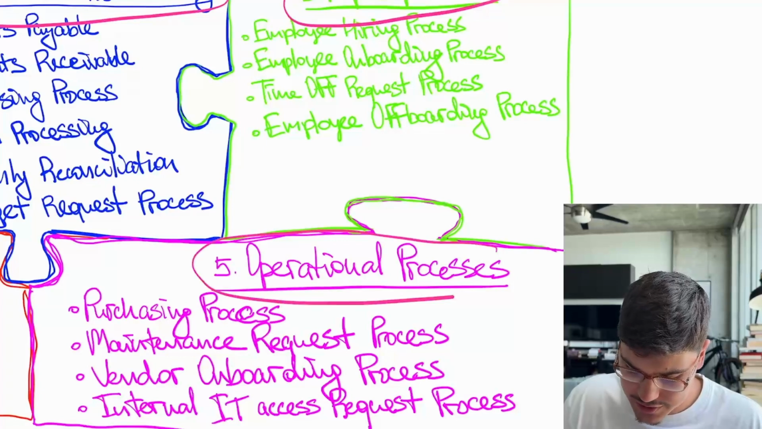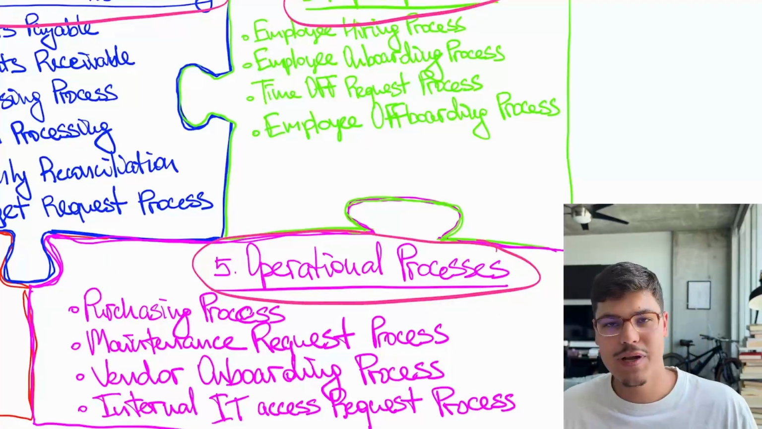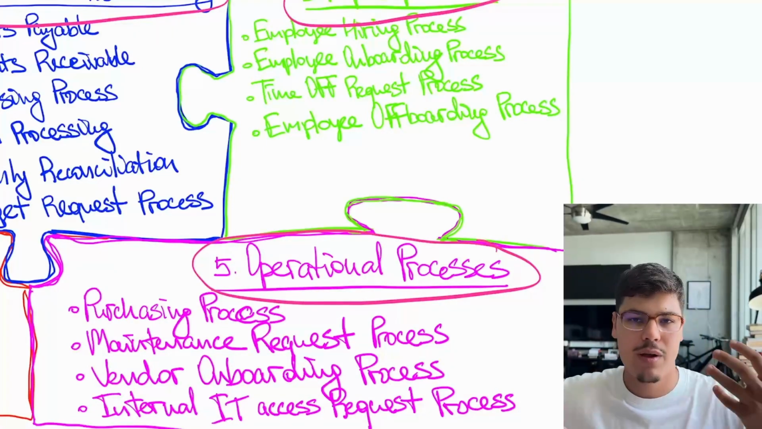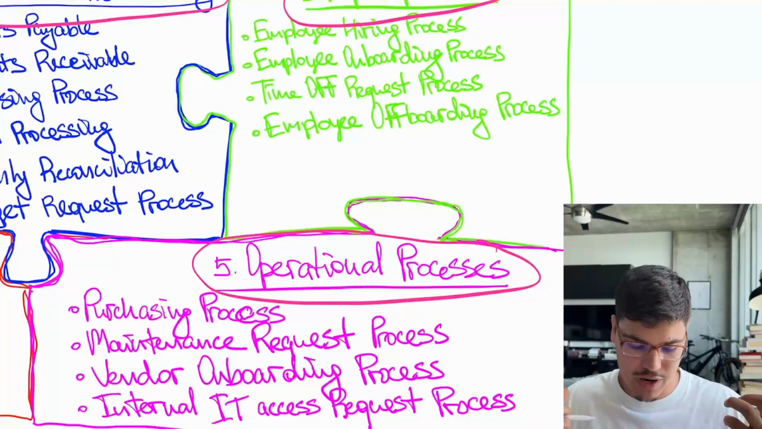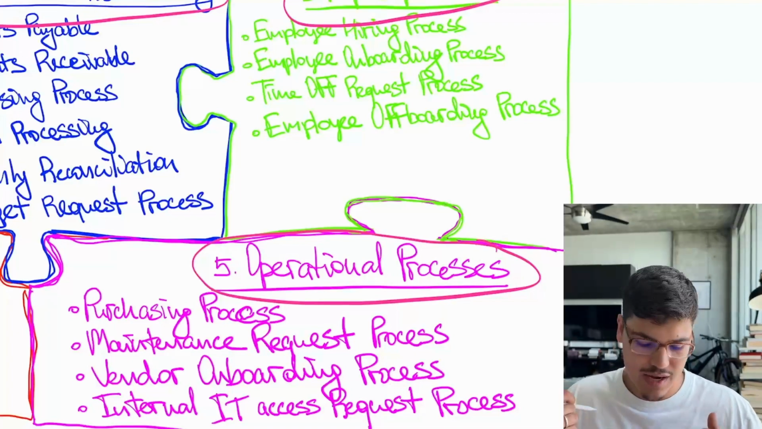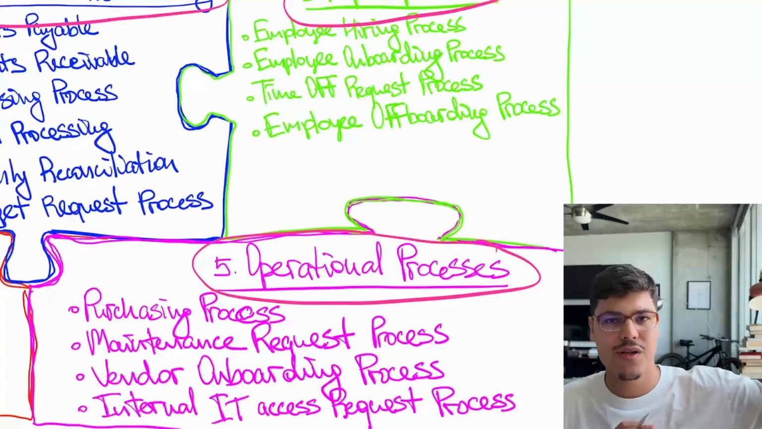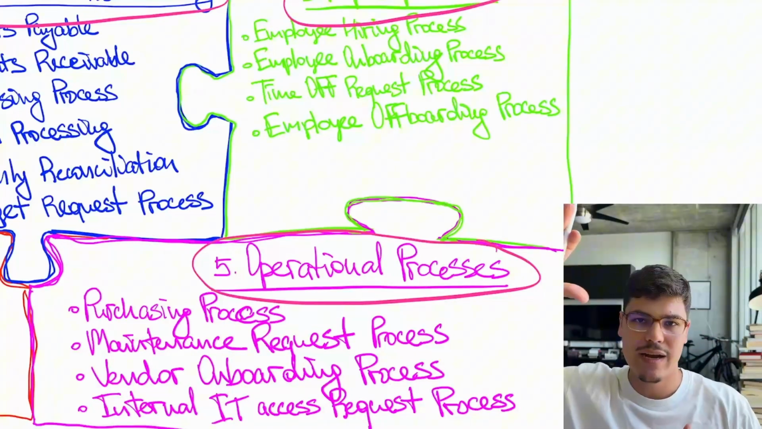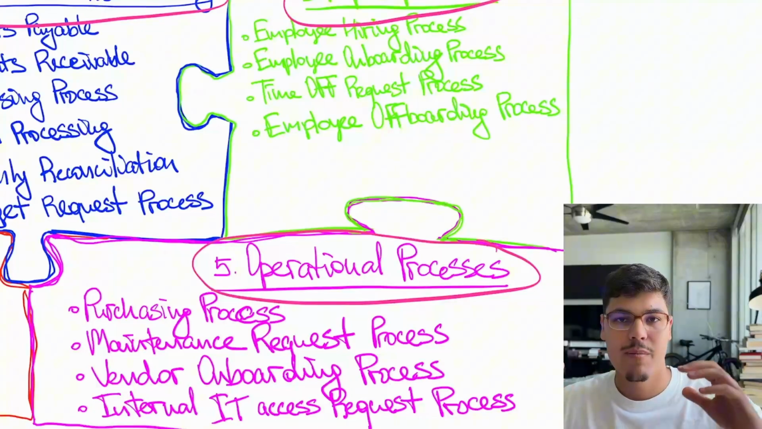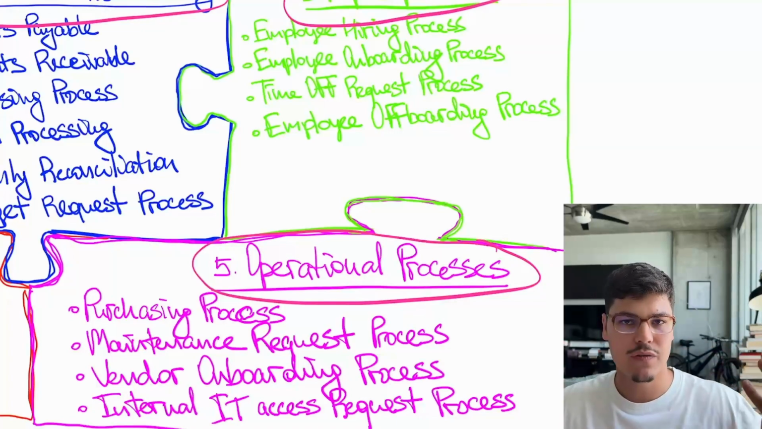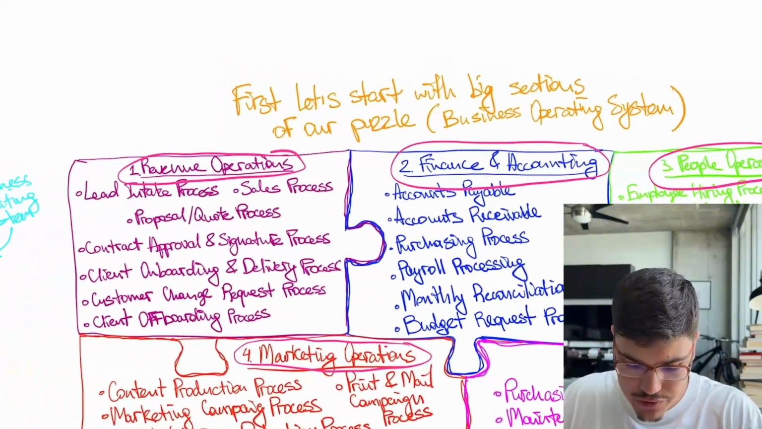And then the other part is the operational processes, which is basically everything that's related to maintaining the business, to make sure the business keeps running, like purchasing processes, maintenance requests, all those things that are not necessarily related to the customer jobs, to the finance department, or to your people processes, but need to happen in order for a business to run. Now, let's go through them one by one.